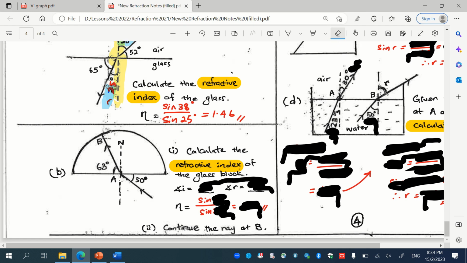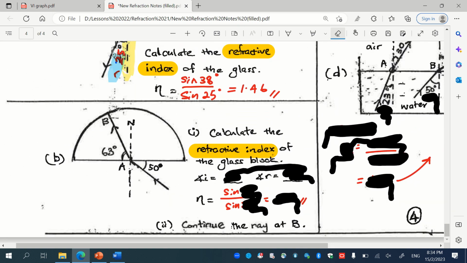Second question. Let's go through our procedure again. Step number one, identify where the normal line is. This is the normal line. Step number two, identify where angle I and angle R are. Where's my angle I? Is it 60? Is it 50 degrees? No. Angle I is between the ray and the normal line. Sometimes angles are given, sometimes not. This is angle I. And where's my angle R? Between the normal line and the refracted ray. This is my angle R.